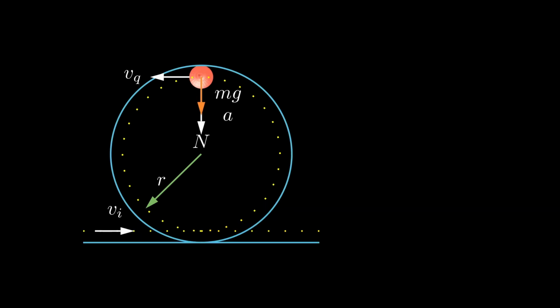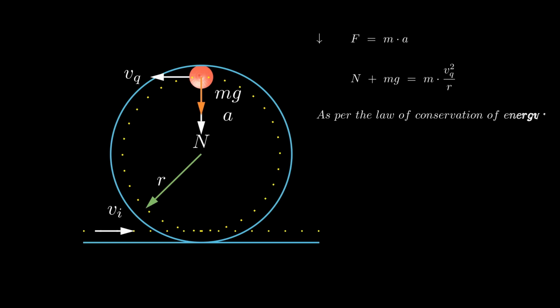Next, we'll apply Newton's second law in the direction of centripetal acceleration to derive this expression. This expression will be in terms of v of q. To determine the value of v of q, we'll apply the law of conservation of energy.